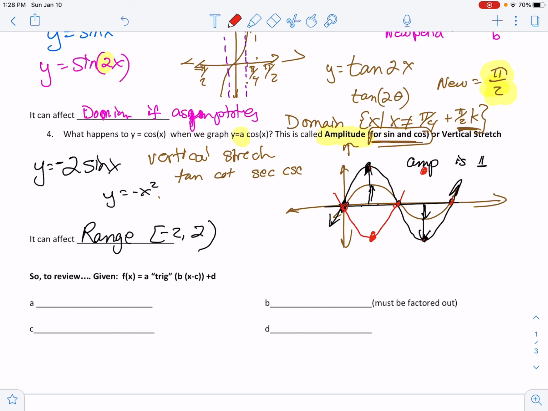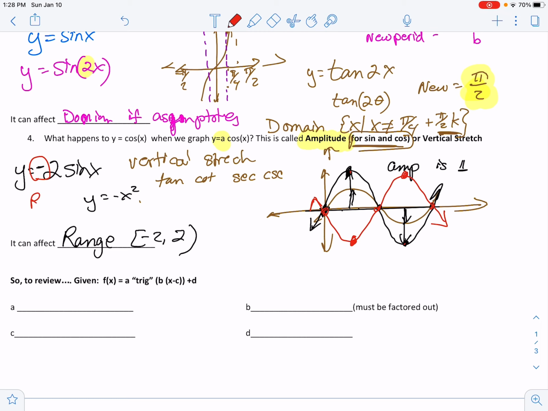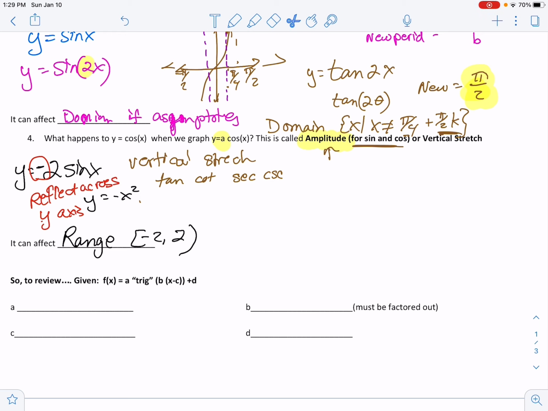Okay. So that reflects across the y-axis, but the amplitude is the absolute value. Okay, so let's write that down. Amplitude, where should we write it down? Well, let's get rid of a mess. Okay, amplitude is the absolute value of A. All right, you're never going to have a negative amplitude.